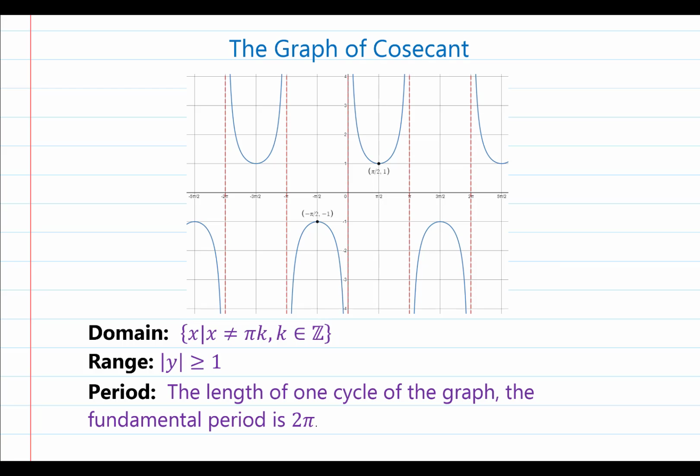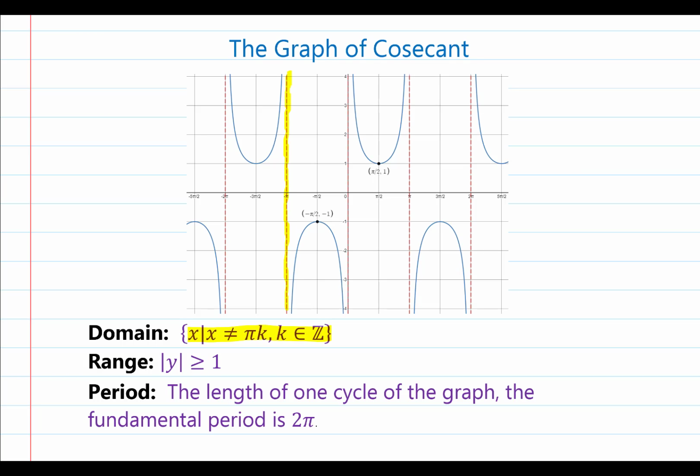Unlike sine or cosine, we see that this is no longer a continuous function. That is represented in the domain. It says x such that x cannot be equal to pi times k, and that last set of notation means k is an element of the set of integers. So k can be any integer: 0, 1, 2, 3 on to infinity, or negative 1, negative 2, negative 3 on to negative infinity. This is represented on the coordinate plane as vertical asymptotes.